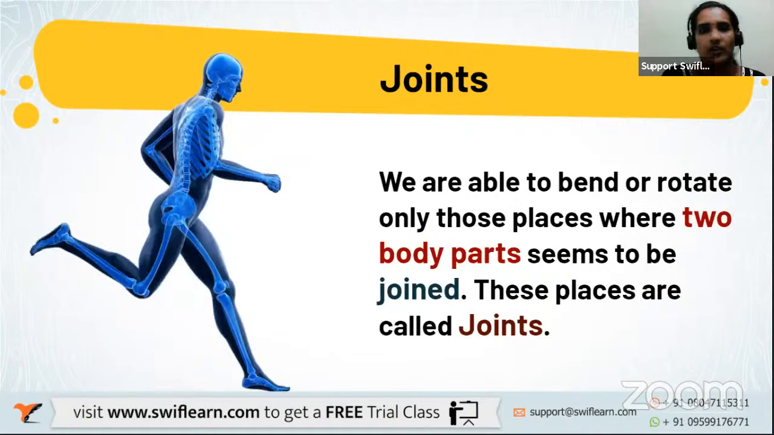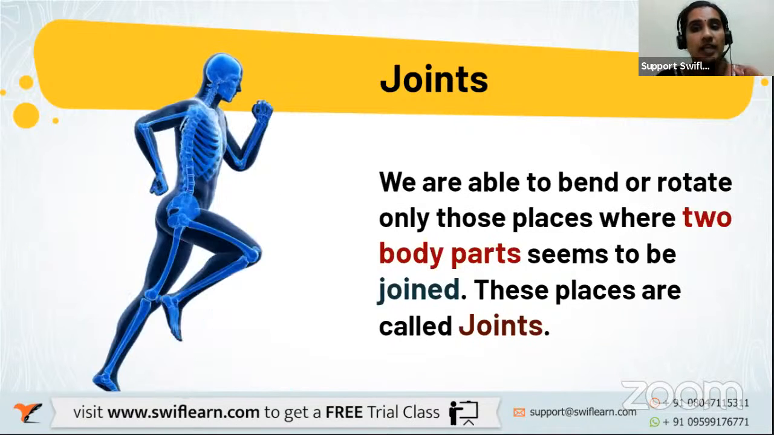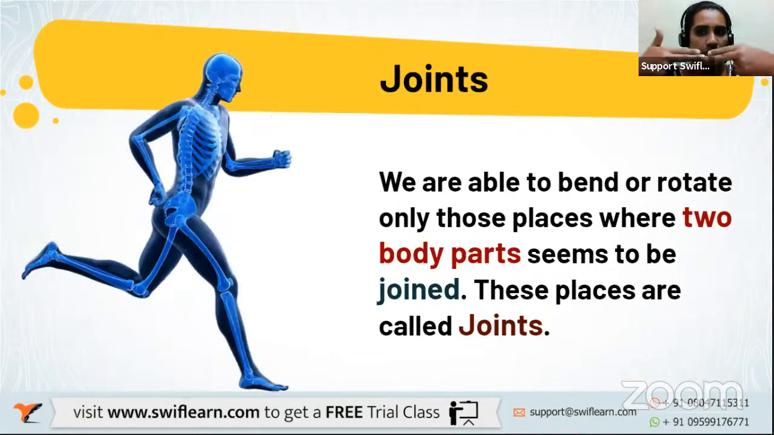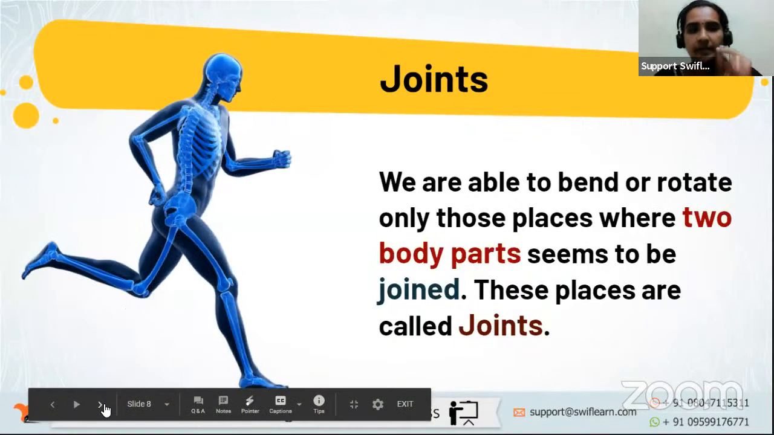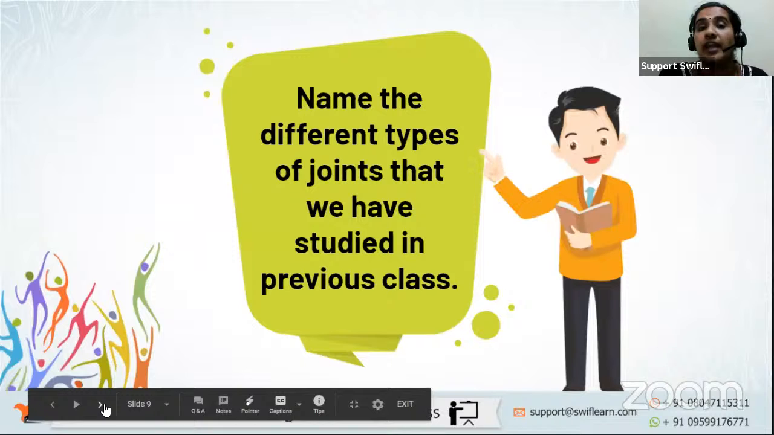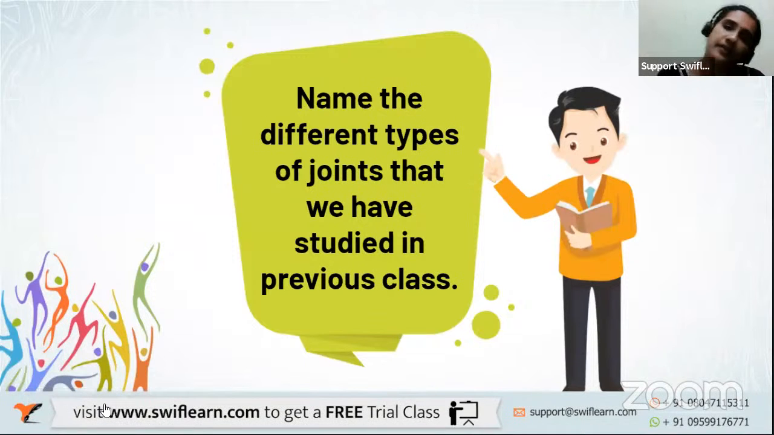We studied already all these things. Okay, so remember all these. We are able to bend or rotate only those places where two body parts are joined together. These places are called joints. That's what we studied. Then name the different types of joints that we studied in the previous class. Can you name anyone? Yes, the smart guys are saying the answers.